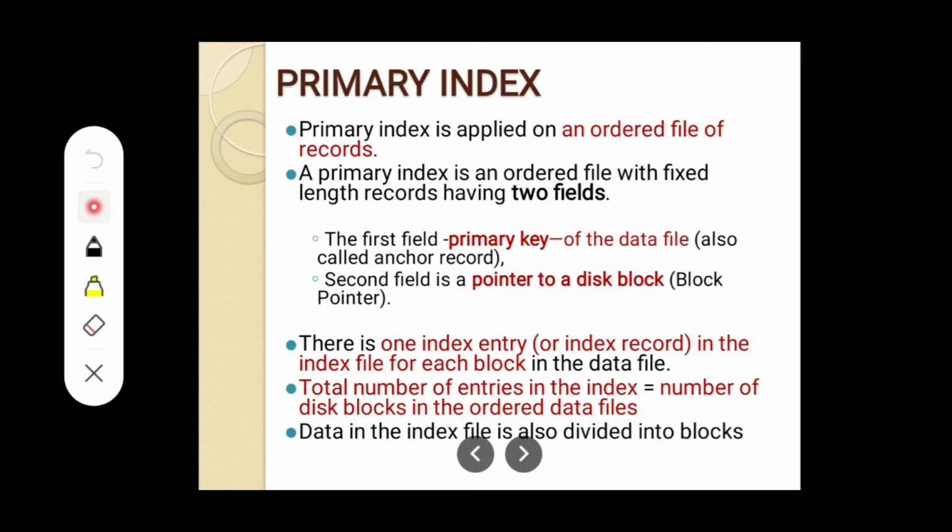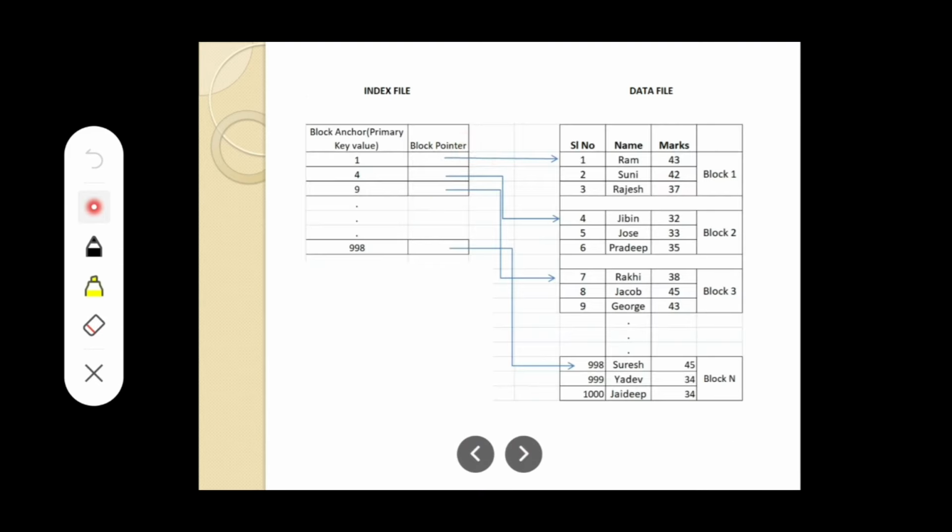Clear? Data in the index file is also divided into blocks. Okay, അപ്പോൾ ഈ ഡാറ്റ ഇൻ ദ ഇൻഡെക്സ് ഫയലിനകത്തുള്ള ഈ ഡാറ്റയും it is also stored in disk blocks. This also may be stored in some blocks. Not only the data file, the index file also will be stored in some blocks. Maybe 10 records may be stored in one block, or 20 records may be stored in one block. It may vary. Clear? So this is the main concept of primary index.